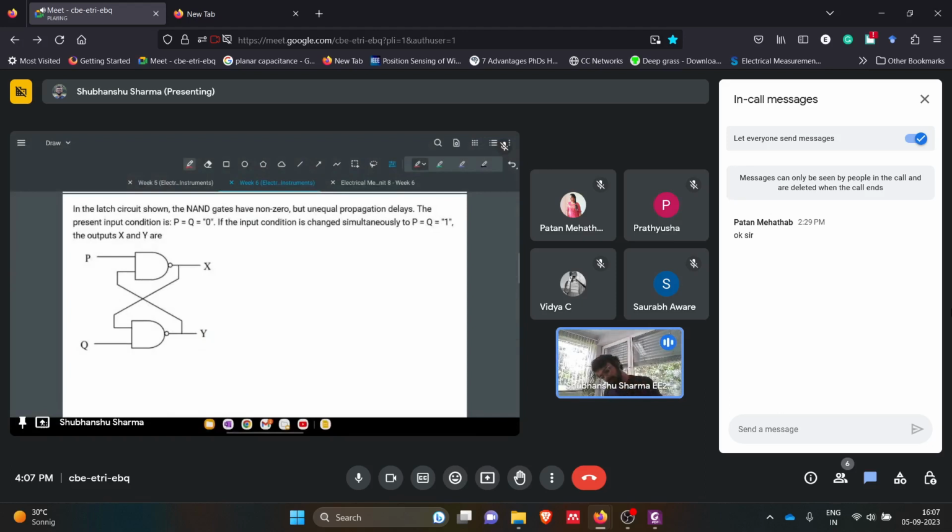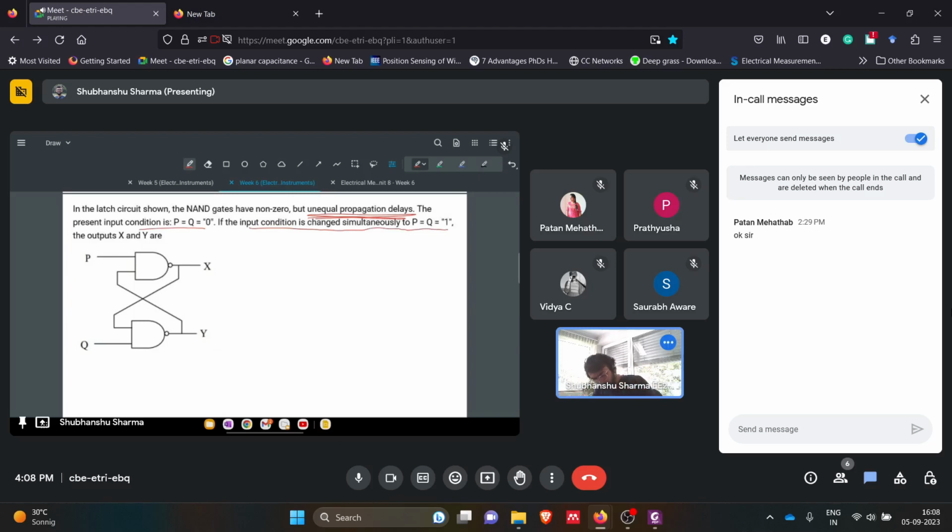Now we have this unequal propagation delay concept. We will not go into detail for that, we'll just use it here. This is again a NAND gate based latch circuit having non-zero delay. The present input conditions are P equals Q equals 0; they have given these as the initial conditions. If the input condition is changed simultaneously from 0 0 to P equals Q equals 1, then what will the outputs X and Y be?